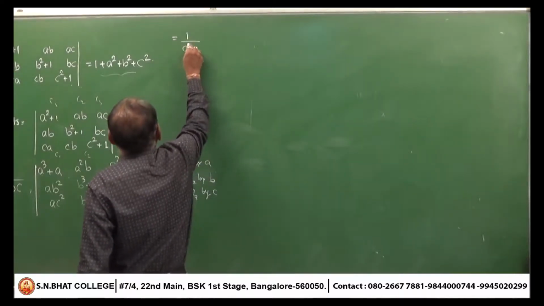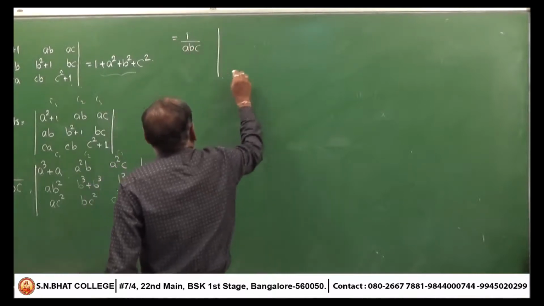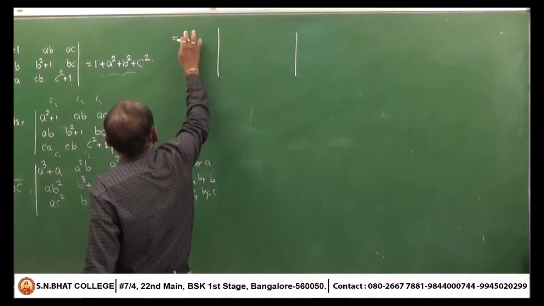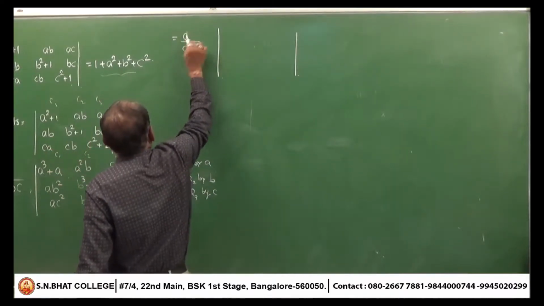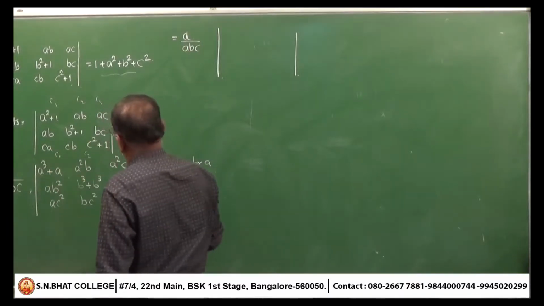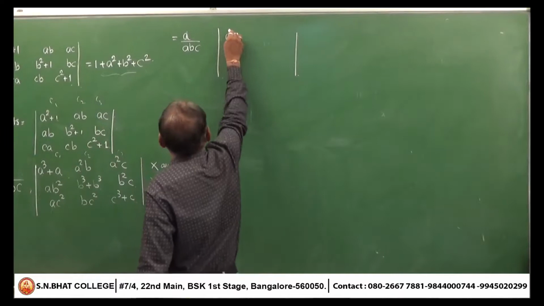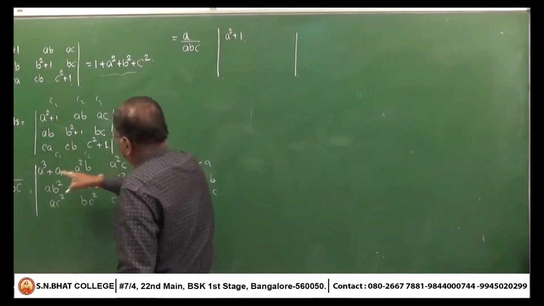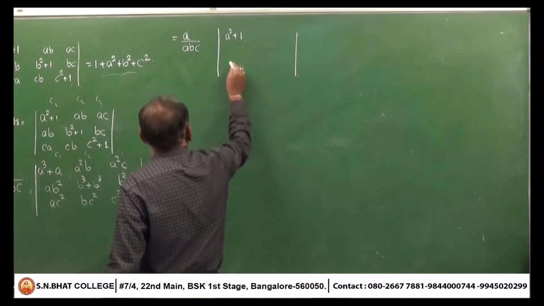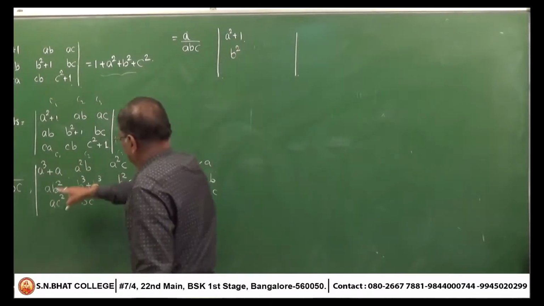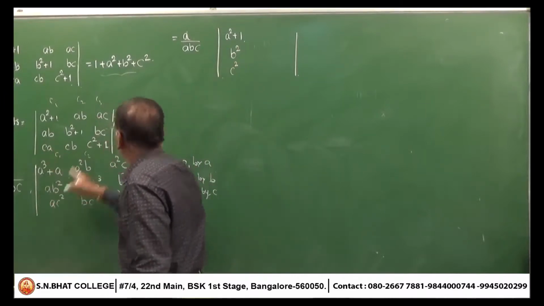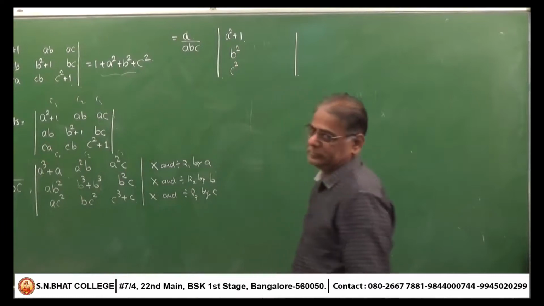Already we have 1 by ABC outside the determinant. Take out A common factor from the column. Write that common factor outside the determinant. Take A common factor from the first column, you are left with A square plus 1. I have taken A common factor outside. Here also I have taken A common factor, we are left with B square. Here we are left with C square. In the first column I have taken A common factor.